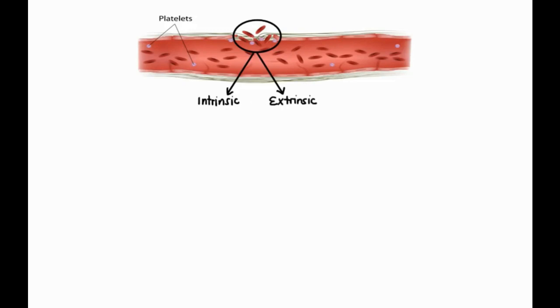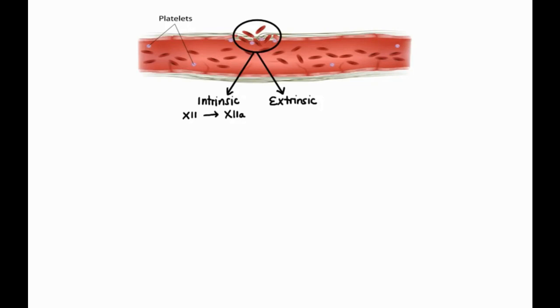The intrinsic pathway is activated directly by damage to the blood vessel wall, whereas the extrinsic pathway is activated by trauma to the vascular wall as well as the surrounding tissues. The intrinsic pathway starts with clotting factor 12, which is activated when blood comes in contact with the collagen fibers present in the damaged wall of the vessel, and is converted into factor 12A.